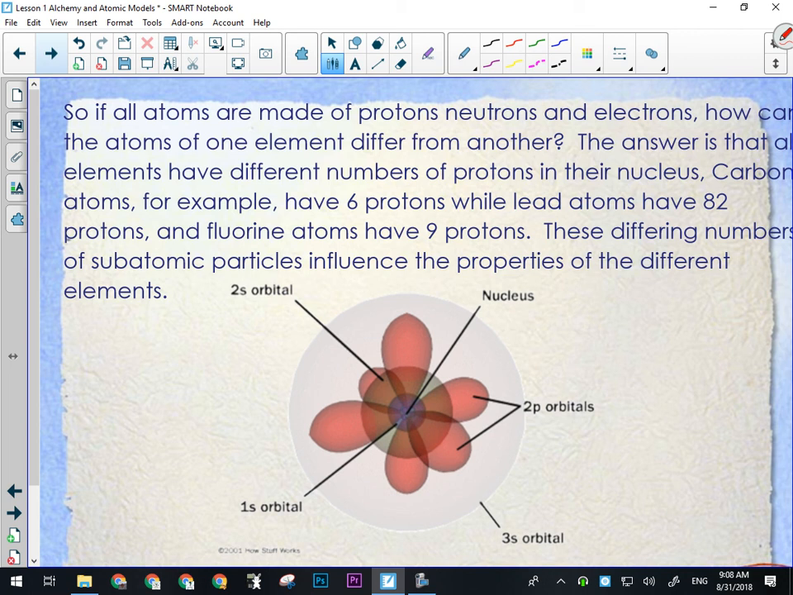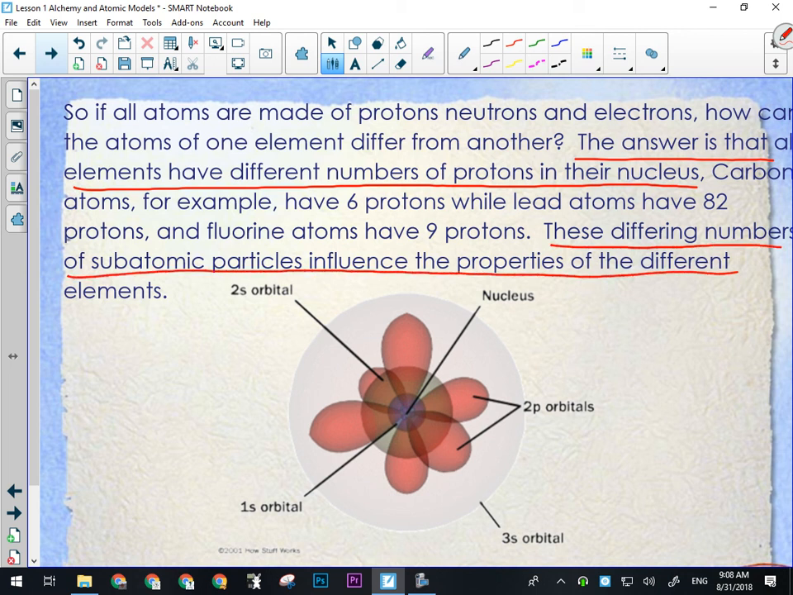If everything's made out of the same thing, how can anything be different? Well, we already talked about that. The way that different elements are different is because they have different numbers of those subatomic particles. It's the number of protons in the nucleus that determines the physical and chemical properties of that material. So it's these differing numbers of subatomic particles, protons in particular, that determine or influence the properties of each element.